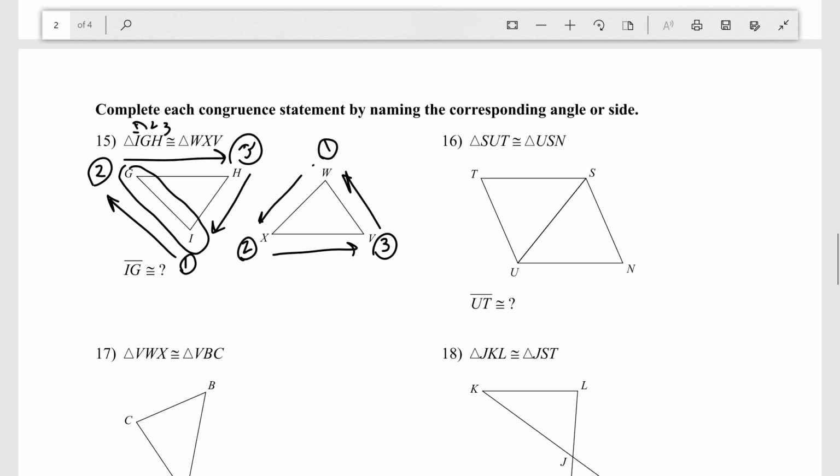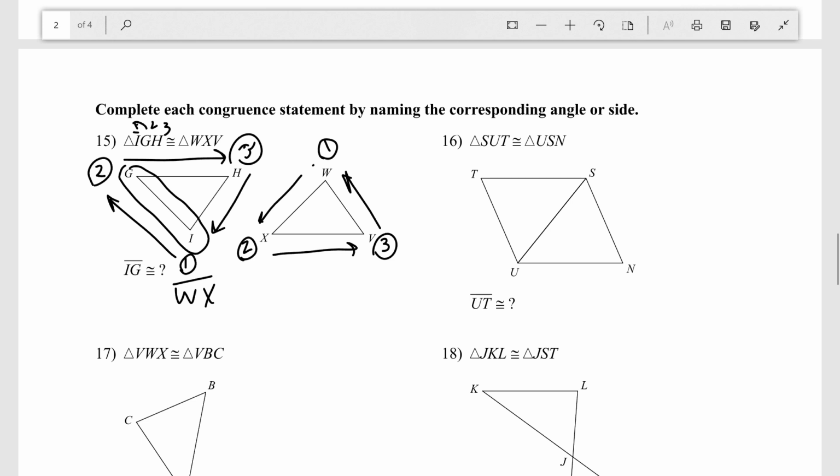Now again, let's look at IGH. The congruent piece that I'm looking for is what is congruent to IG. That is the number 1 going to number 2 on my second triangle. That is WX. So that would be my answer there.